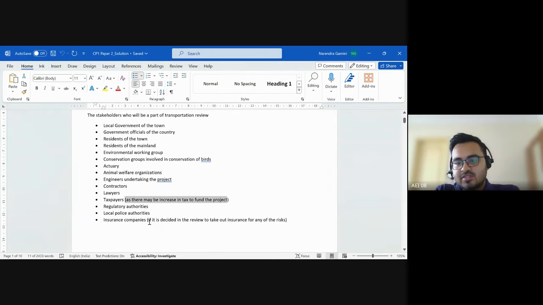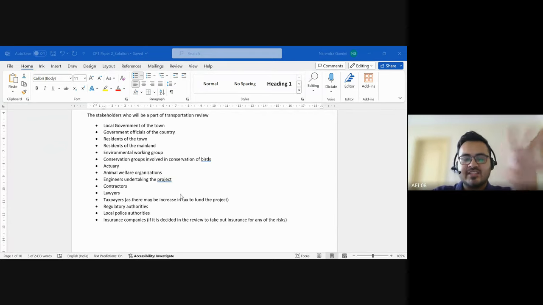Insurance company, why? Because it has decided to take. Maybe I think local police authority should have also been explained because of the direction of the answer. But if you just think about it at the back of your mind, the candidate has made his or her life so easy. 6 general points, 6 specific points, you're basically out of these kinds of questions.